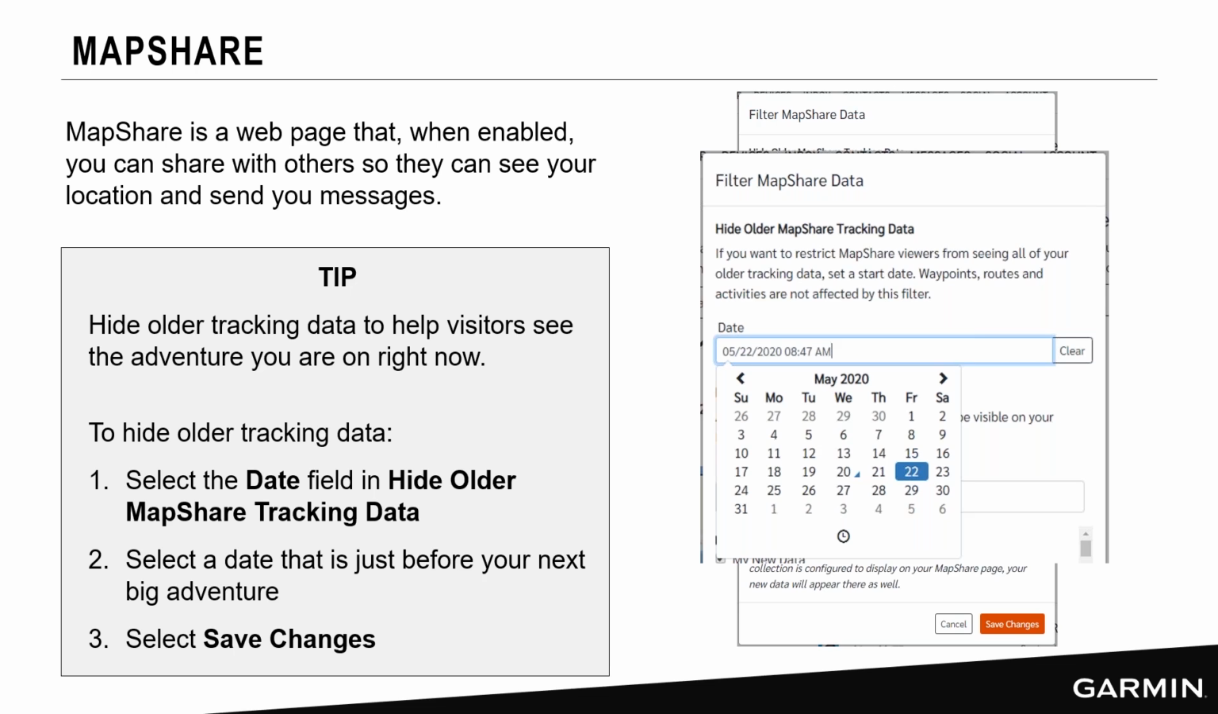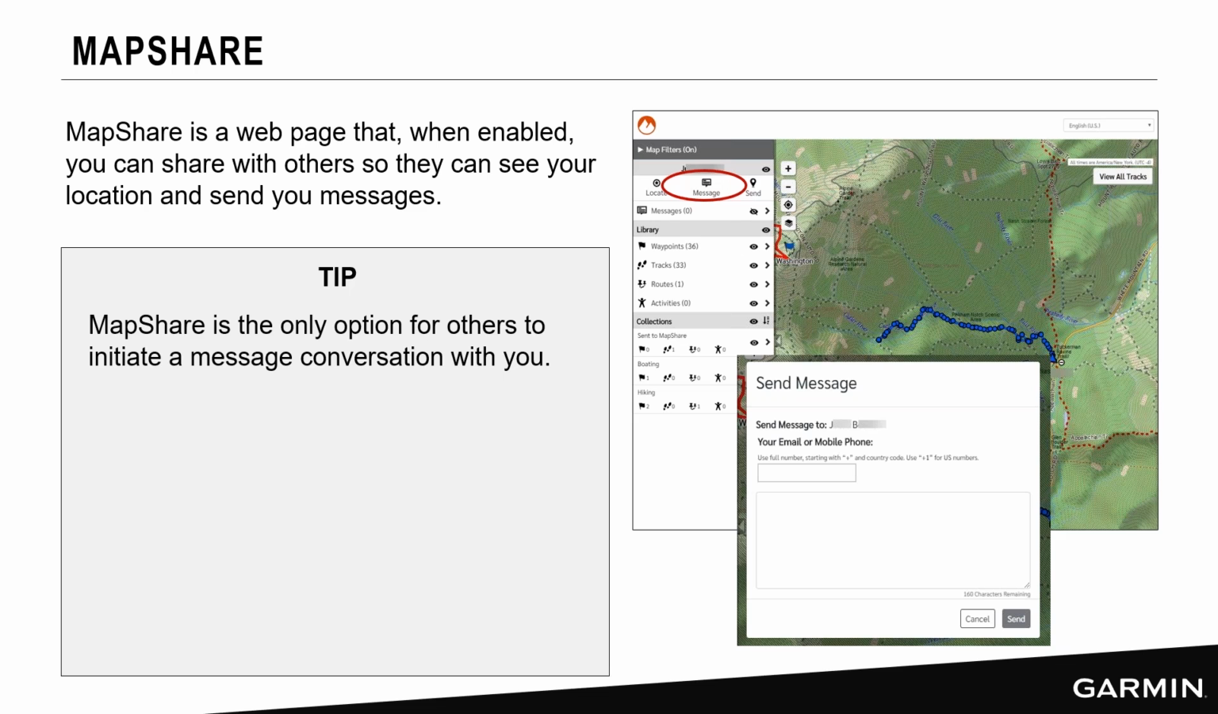We're going to go canoeing this weekend. I'm going to choose Friday, the 22nd. Don't show any data on MAPSHARE that's older than that. That guarantees they only see my upcoming track line. Then save your changes.